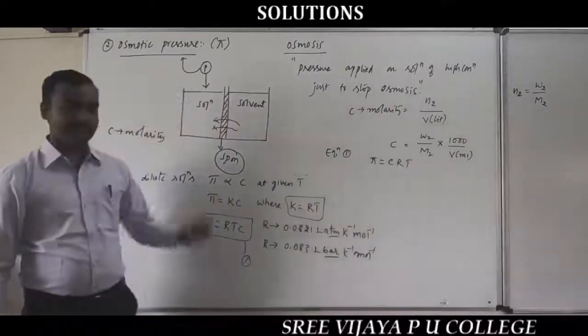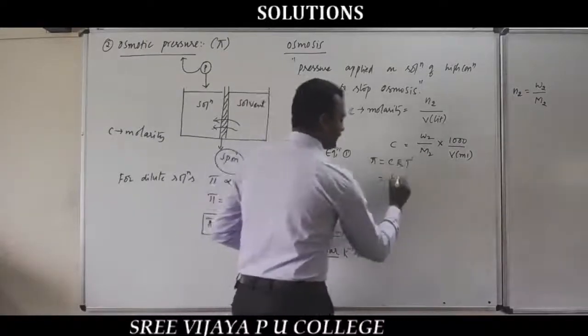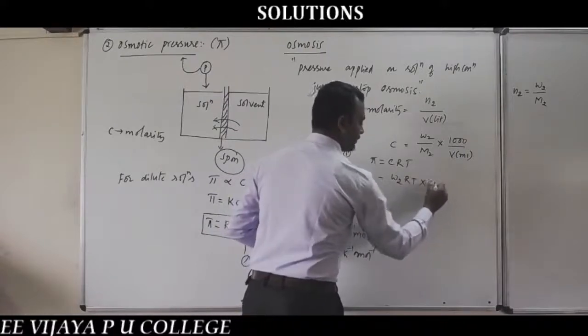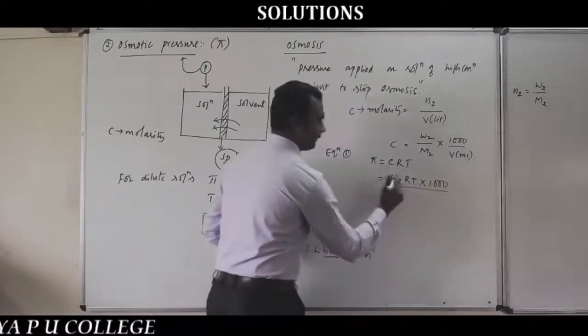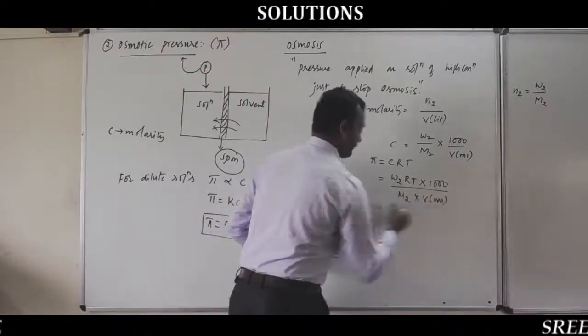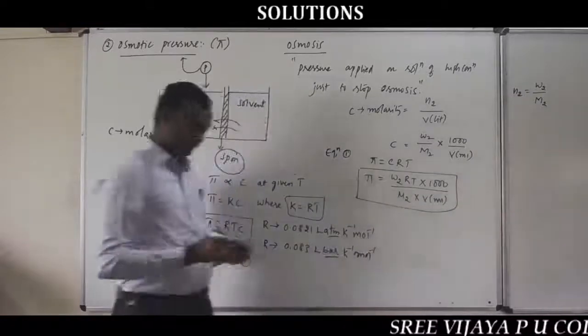Simply RT is in the bracket, just taken as CRT. C is the molarity. Substitute the value here. That is W2 into RT into 1000 divided by M2 into V in ml. So that is the formula to calculate the osmotic pressure of the solution.